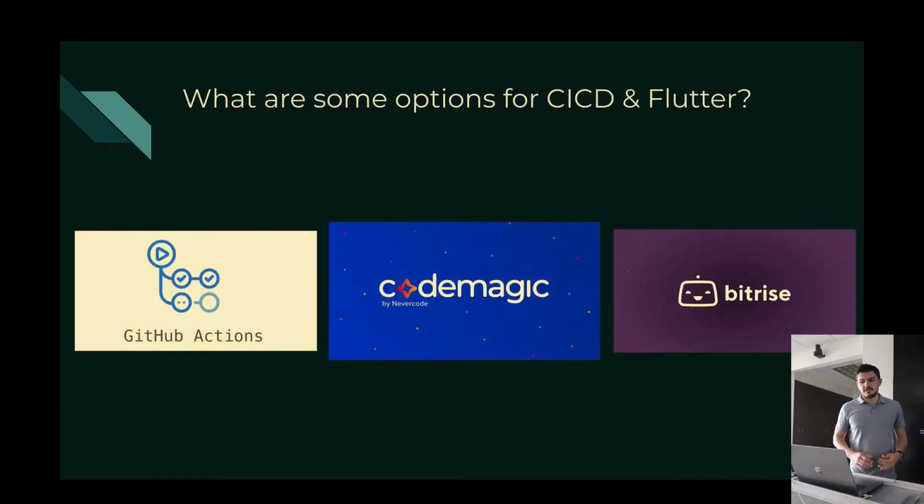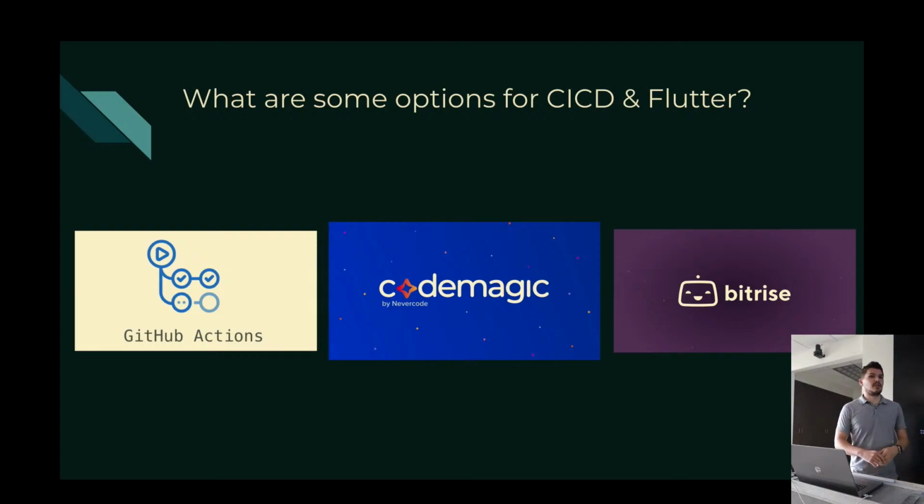So what are some options for CI/CD and Flutter? I have 3 of them listed here. I'm mainly going to talk about 2, and that's going to be the first 2, but I wanted to throw Bitrise on here as well because it's starting to grow in popularity, especially in the enterprise sector. But the first 2 are going to be probably the most popular. So the first one here is GitHub Actions, and the other one is Codemagic.